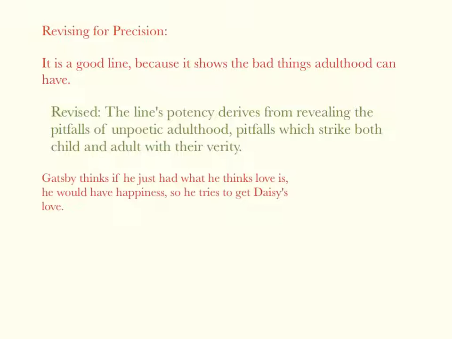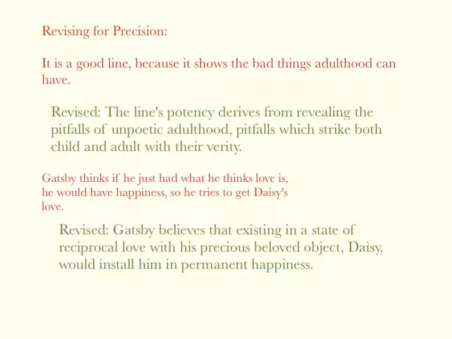All right, and next one. And revised here, remember all the thinks and the love, happiness, tries, get, all those words could be more precise, and the overall idea could be more precise. Gatsby believes that existing in a state of reciprocal love with his precious beloved object, Daisy, would install him in permanent happiness. So more specific about the love and more specific about how he wants to occupy it, and more specific about Daisy and how he wants to be with her.